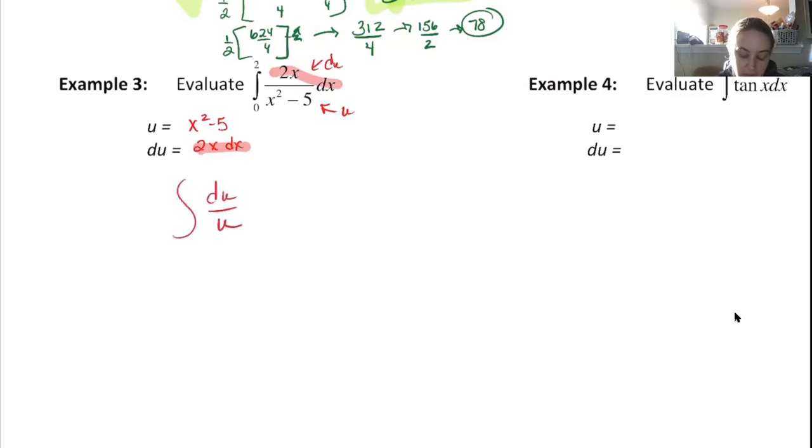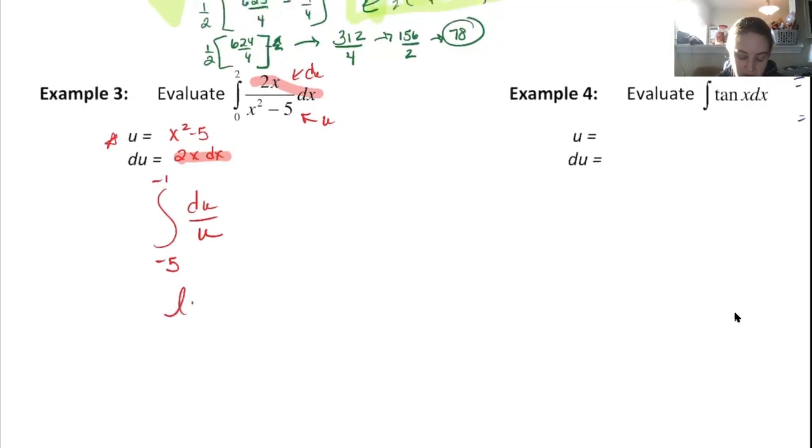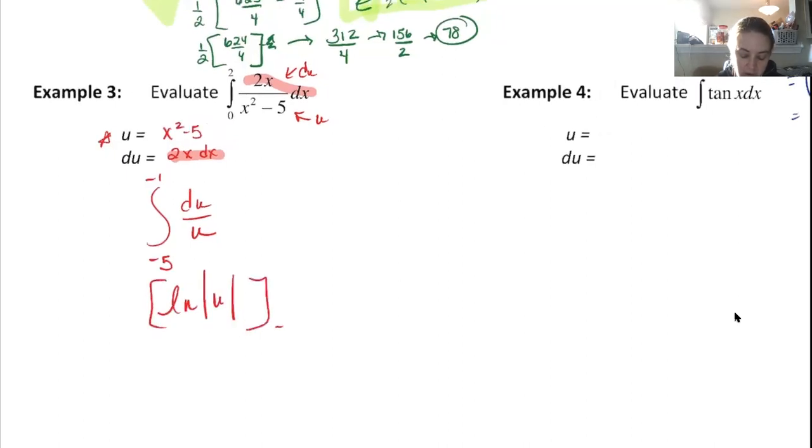Works out terrific. Now my boundaries are not 0 and 2, but what do we do with those? You put them into your u equation. So the lower boundary is -5, and the upper boundary is going to be -1. So what is the antiderivative of du over u? Well, it's natural log. Don't forget the absolute value. And that's because your natural log graph only exists on the right-hand side. It's only quadrant 1 and quadrant 4. So it doesn't exist in quadrants 2 and 3. That's why we have to take the absolute value of it.